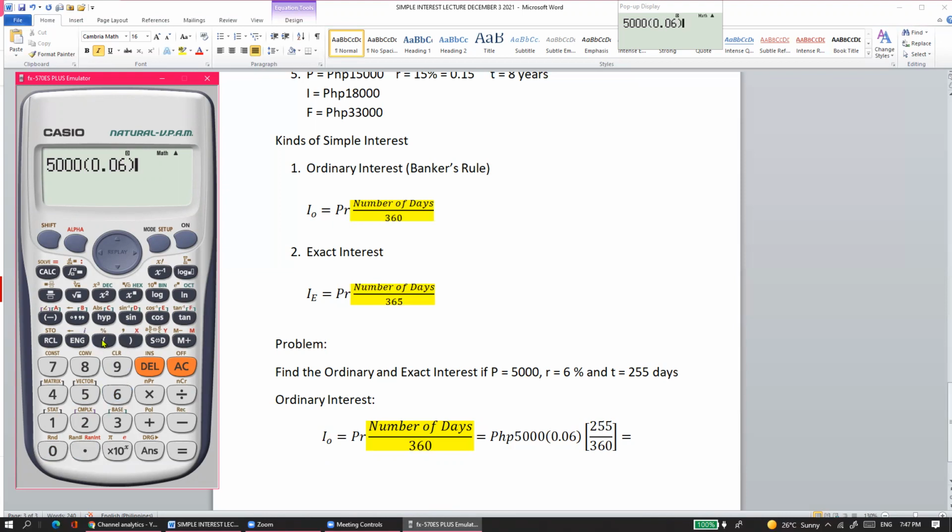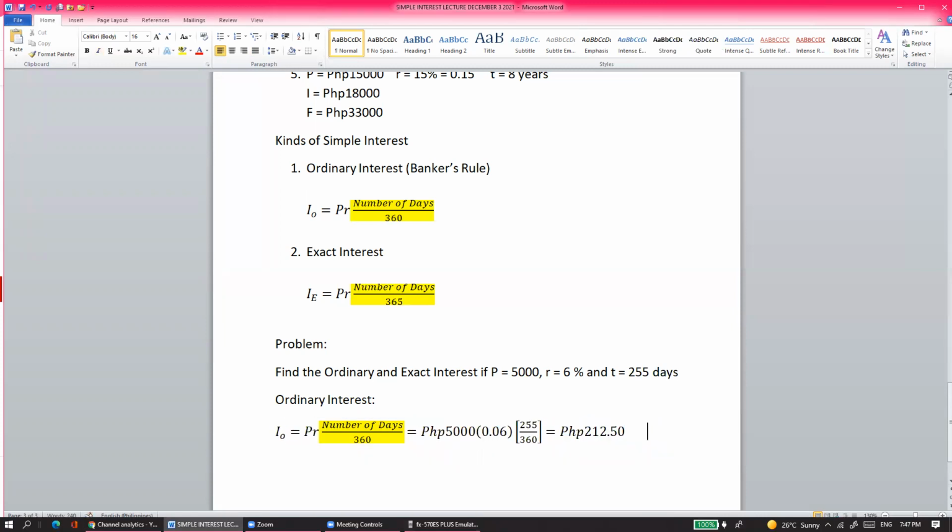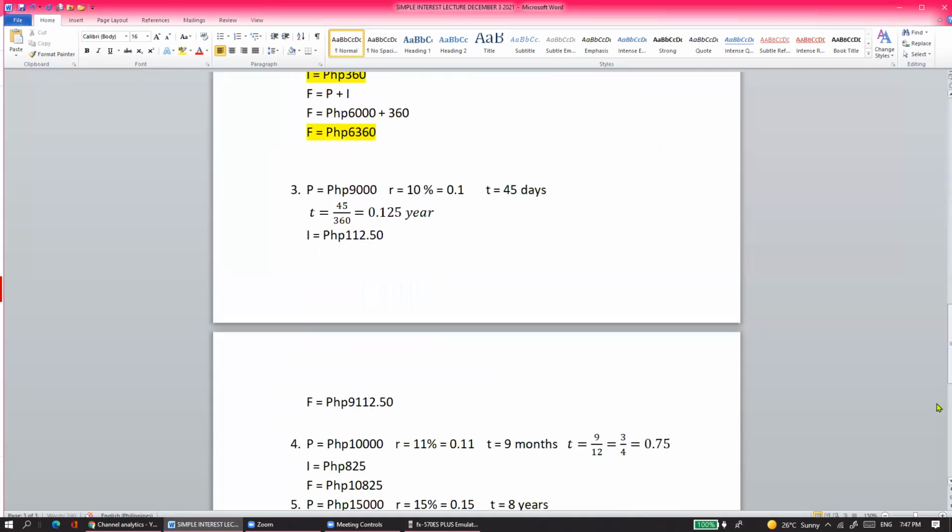Close. And then parenthesis, fraction. I'll type 255. Move the cursor down and then type 360. Move the cursor to the right and then close. I'll just press equal. Then we already have it for 25/2. To make it a decimal, I'll press SD. So we have 212.50 pesos. Now we already have the value for the ordinary interest.